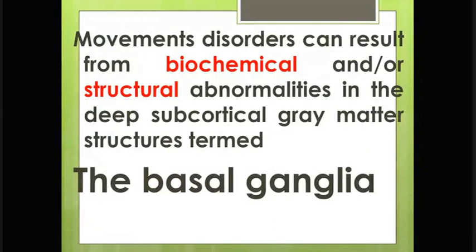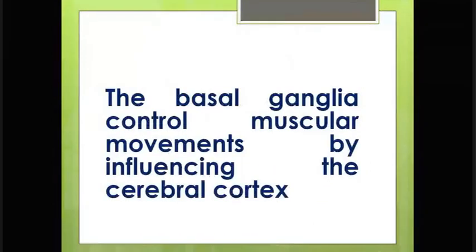Movement disorder can result from biochemical and or structural abnormality in the deep subcortical gray matter structures termed basal ganglia. There is an important group of movement disorder called drug-induced. In drug-induced, the abnormality is biochemical, and there is no structural abnormality to cause movement disorder. In the basal ganglia, the basal ganglia control muscular movement by influencing the cerebral cortex.